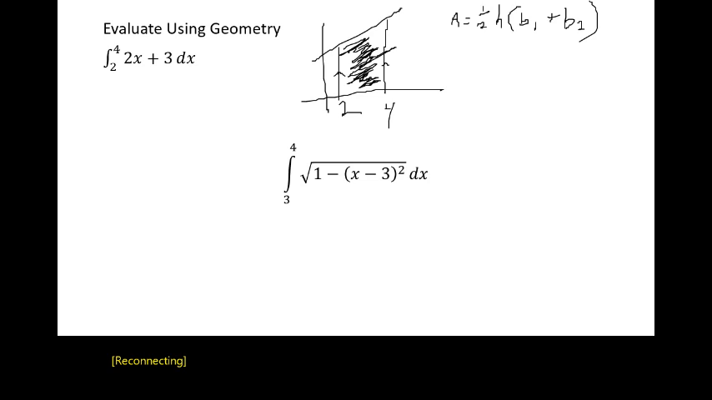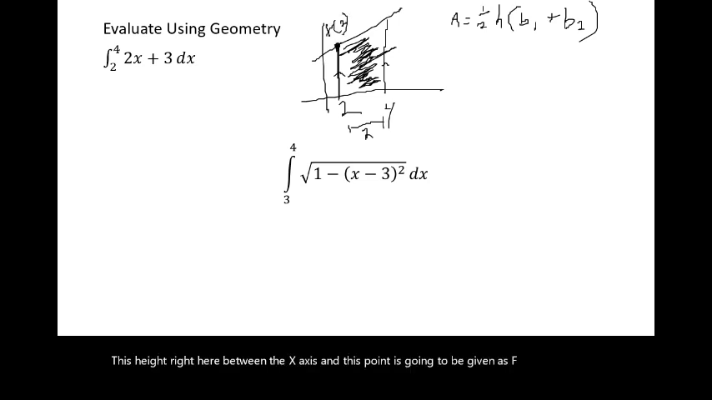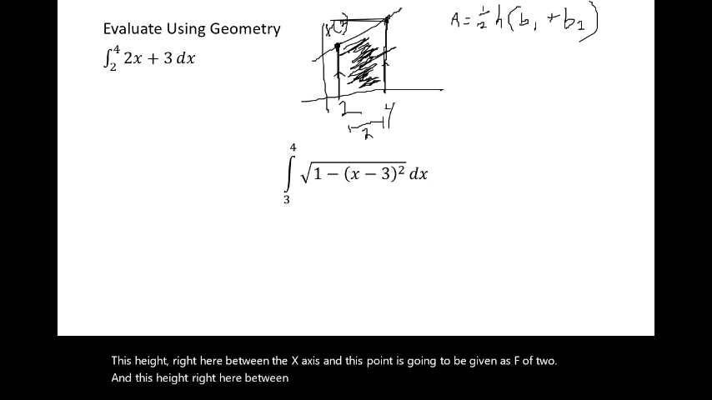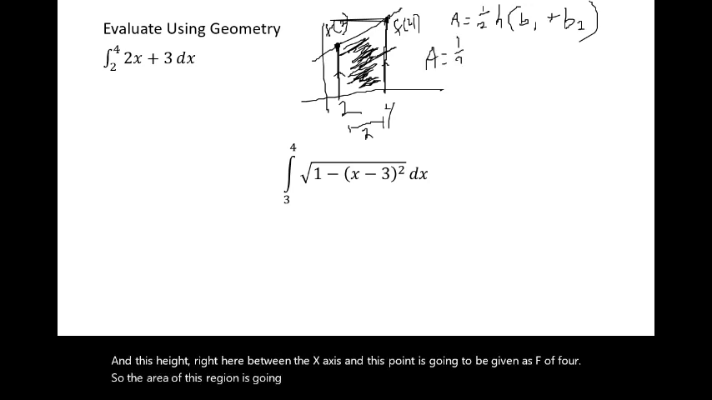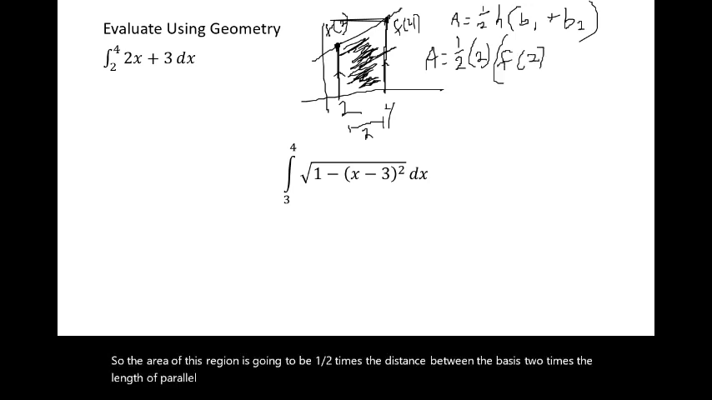So the distance between the bases, h, the distance between 2 and 4, is 2. This height right here between the x-axis and this point is going to be given as f of 2. And this height right here between the x-axis and this point is going to be given as f of 4. So the area of this region is going to be 1/2 times the distance between the bases, 2, times the length of parallel side number 1, f of 2, plus length of parallel side number 2, which is f of 4.